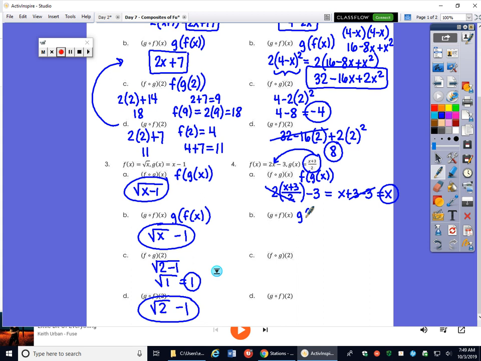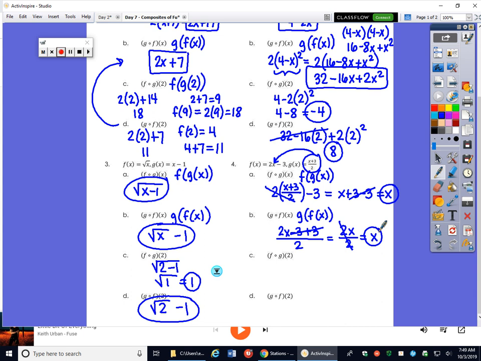The g of f of x function is equal, so we're putting the f of x function into the g of x, so that's going to be 2x minus 3 and then plus 3 divided by 2. The minus 3 and plus 3 will cancel. This becomes 2x divided by 2. The 2's cancel and you get just x.